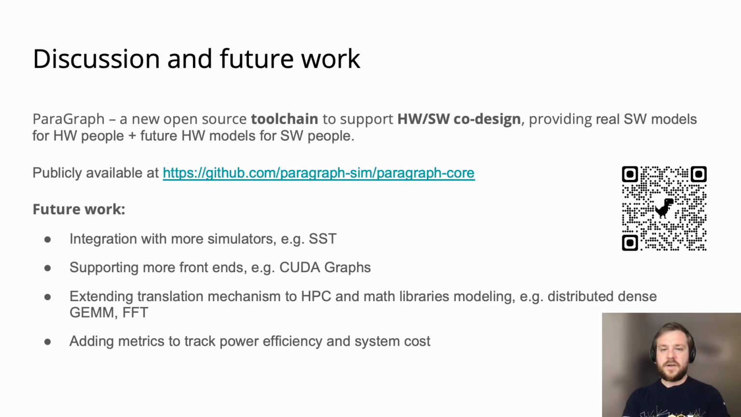In the future, we would like to provide support for more tools on both the front end and the back end. Specifically, we'll be looking at SST integration and supporting newer software infrastructure such as CUDA graphs. On the algorithmic level, we could extend translation capabilities to cover popular HPC libraries that implement generalized matrix multiplication or fast Fourier transform kernels. Finally, we see that ParaGraph can be used not only for performance prediction, but also efficiency and cost, helping to optimize the systems with respect to performance per watt or performance per total cost of ownership metrics.